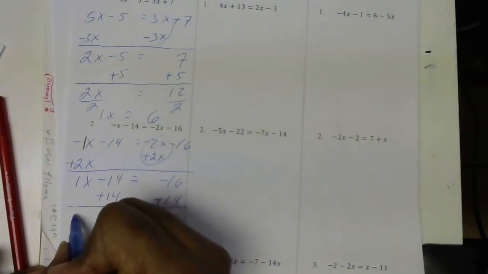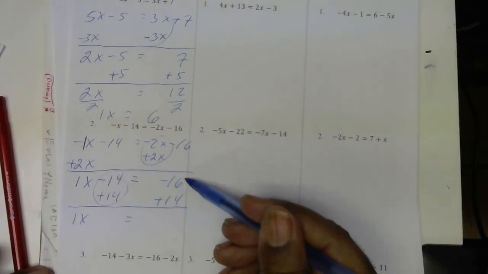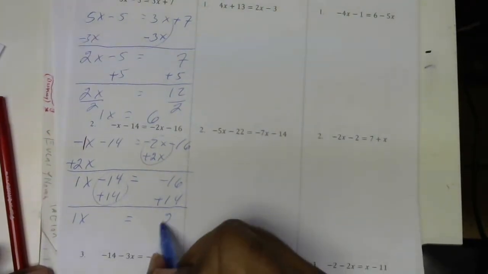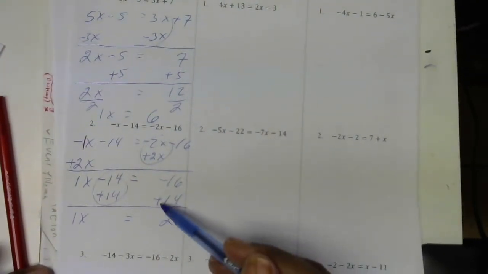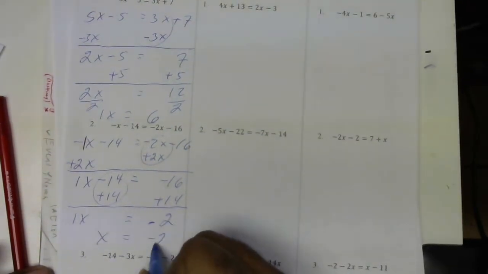And the 1x comes down. This goes away. Equals comes down. And different signs will subtract, so there'll be a 2. Then bigger sign wins, which is the 16. So the bigger sign is negative 2. So we have 1x equals negative 2. You can also write this as x equals negative 2.